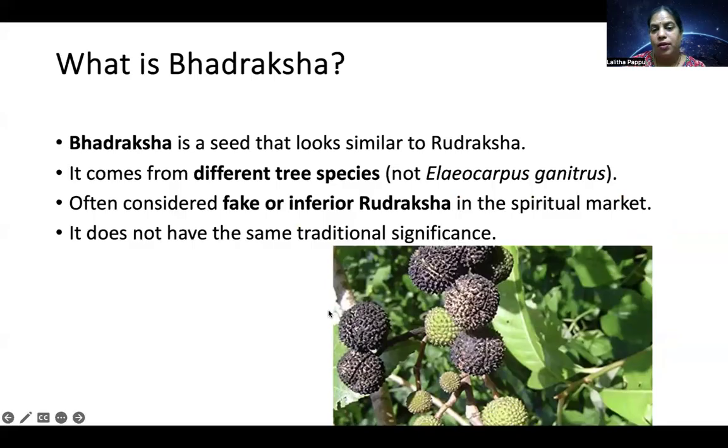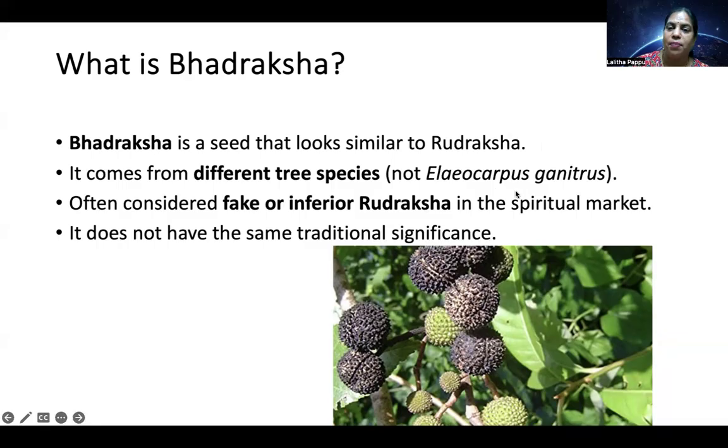Now, if you open the Meesho site, you will see 14 Mukhi Rudraksha, 300 rupees, 21 Mukhi Rudraksha, 267, or some prices. They look very similar to Rudraksha. But the thing is, they are not Rudraksha, they are Badraksha. They look very similar because the genus is the same.